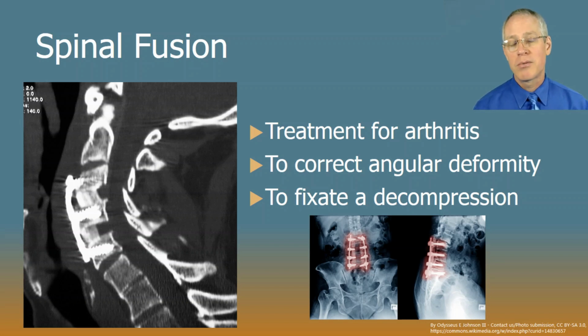A less common reason for spinal fusion is to correct an angular deformity, scoliosis, kyphosis, lordosis, or a variety of other conditions in which the spine needs to be cut, reshaped, and then fused into place. But probably the most common reason to perform a spinal fusion is to fixate a decompression of the spine, of the spinal cord, of the nerve roots, when done at the same time. So decompress the neural structures and then fix that in place.